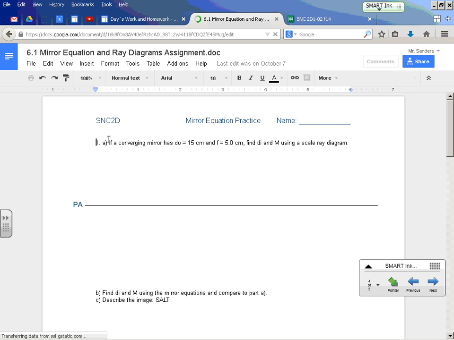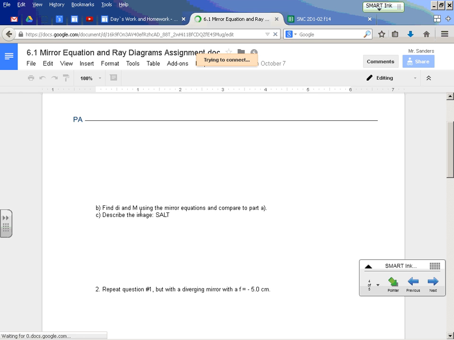That's exciting. So I'm asking you, if we've got a converging mirror with a DO of that and the focal length is that, find the DI and the M using the scale diagram. And then we're asking you to find the same thing using the equations, and then in the end, C, describe the image. And you'll notice there's 1, 2, I believe there's 3 and 4.